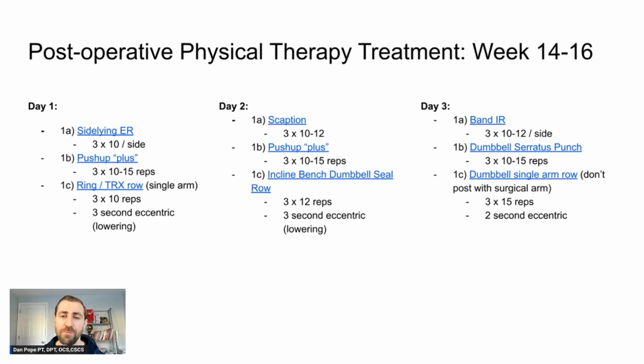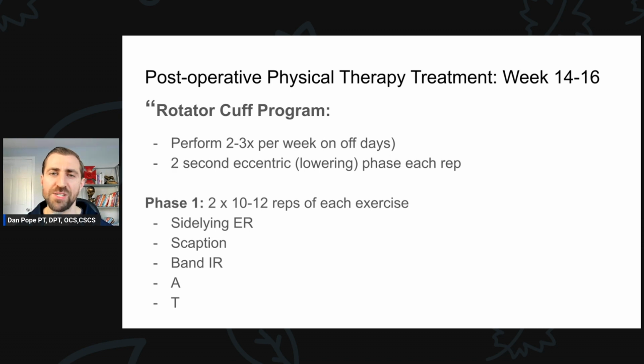On day 3, we have a band IR. We have a dumbbell serratus punch on your back and a dumbbell single arm row. I just want to make sure he's not posting with his surgical side arm because that can put quite a bit of stress through the rotator cuff. I want to make sure we slowly dial that up. So we have our basic strength days. We have our Monday, Wednesday, Friday strengthening.